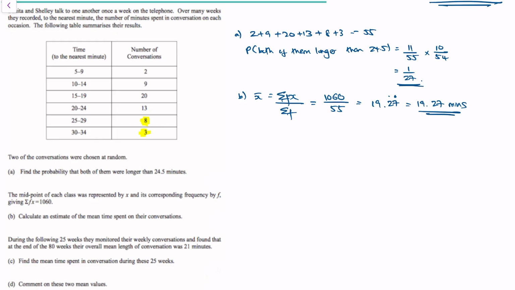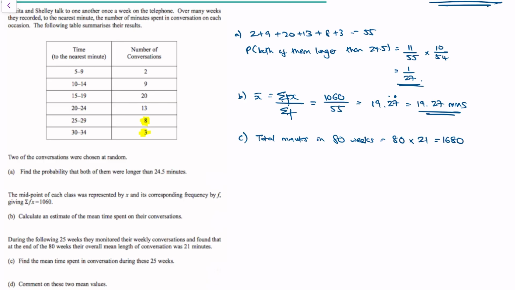During the following 25 weeks, they monitored their weekly conversations and found that at the end of the 80 weeks, their overall mean length of conversation was 21 minutes. Find the mean time spent in conversation during these 25 weeks. So what we do know is the mean of 80 weeks is equal to 21. So total minutes in 80 weeks will be equal to 80, because that's how many weeks, times the mean, which is 21. 80 times 21 gives me 1,680. So altogether, the time spent in conversation was 1,680 minutes.